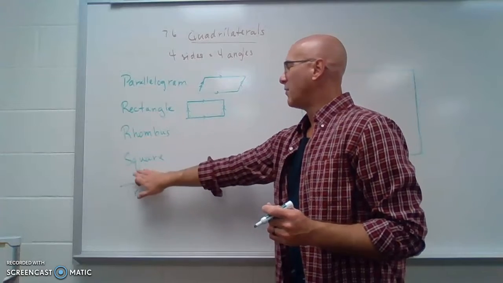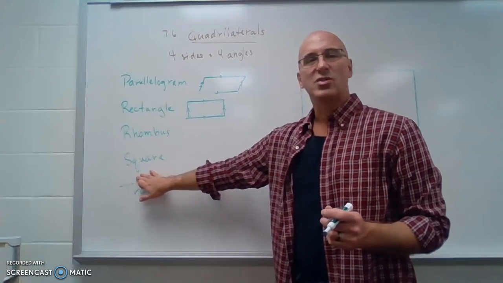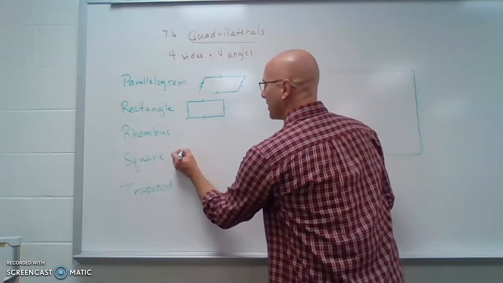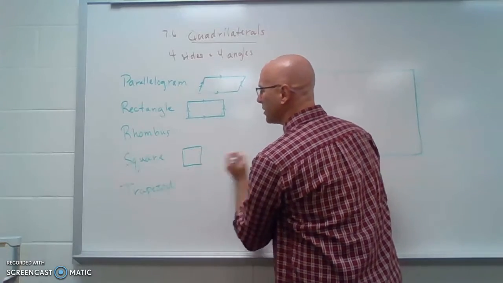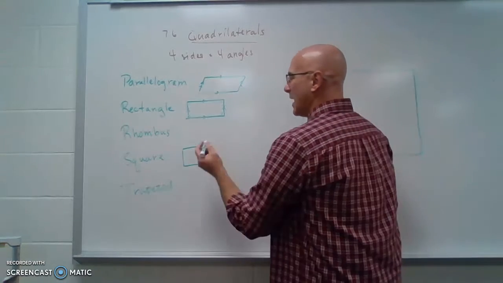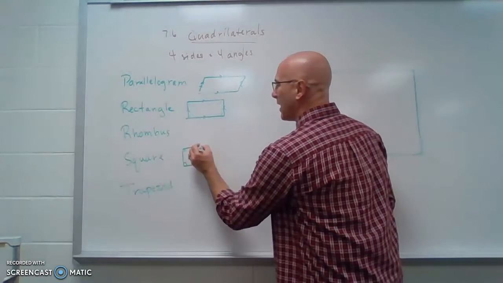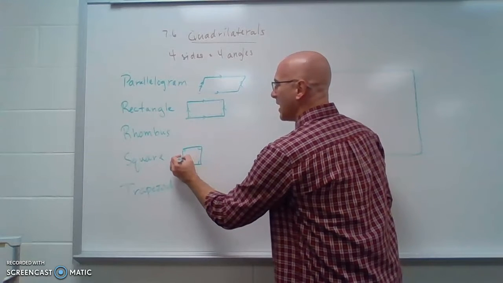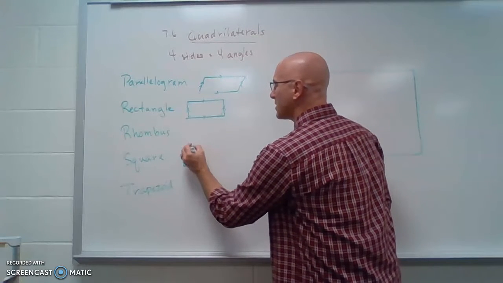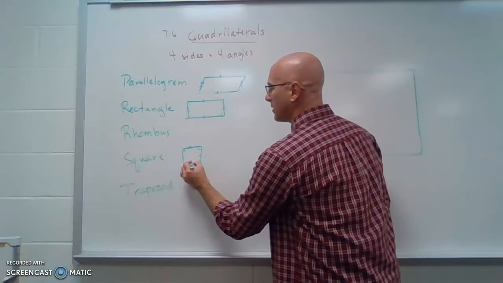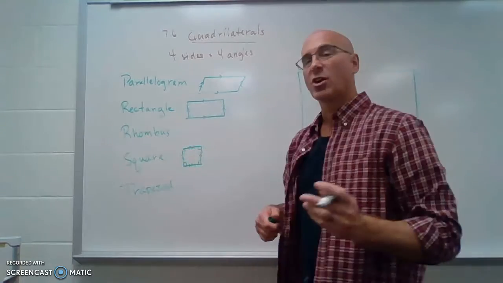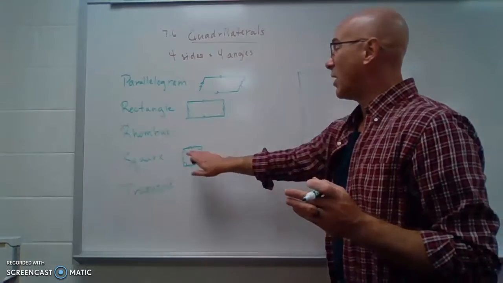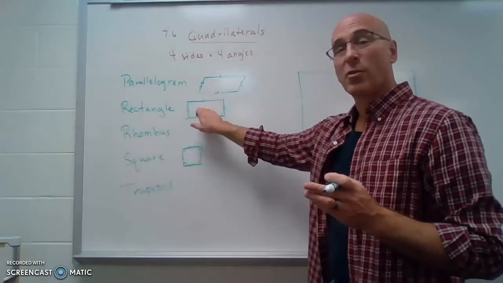Now let's jump down to a square. A square, we know, is probably one of the first shapes that you learned when you were little. It has all right angles. It has 2 sets of parallel sides, but all of the sides are congruent to each other. So a square is a form of a rectangle.